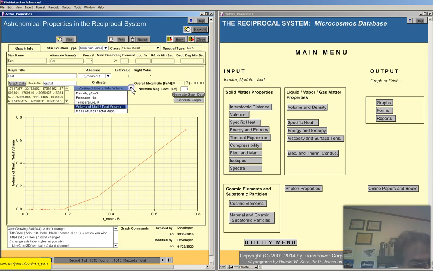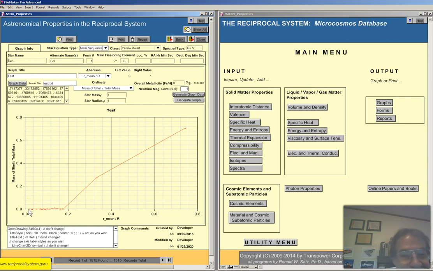All right. I've got one more: mass of shell over total mass. So let's generate the graph data again. By the way, these other fields here come from the star table, so you don't have to re-enter them for the graphing. Generate the graph. And there you see it. This is the mass. Obviously the lower elements, even though they have lower atomic number, there's so much more of it that they have higher mass than the ones toward the bottom, or I should say in the center of the star.